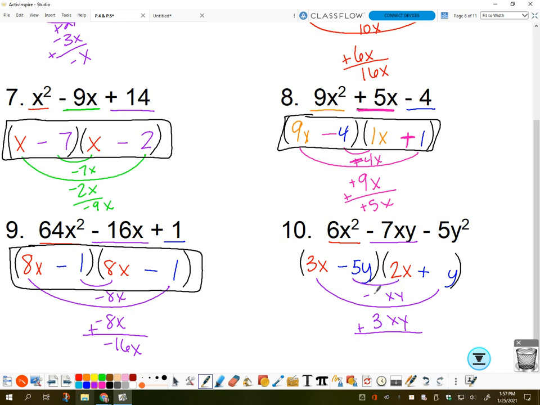And this is going to give us negative 10xy. That does give me my negative 7. So that's what I want to use.